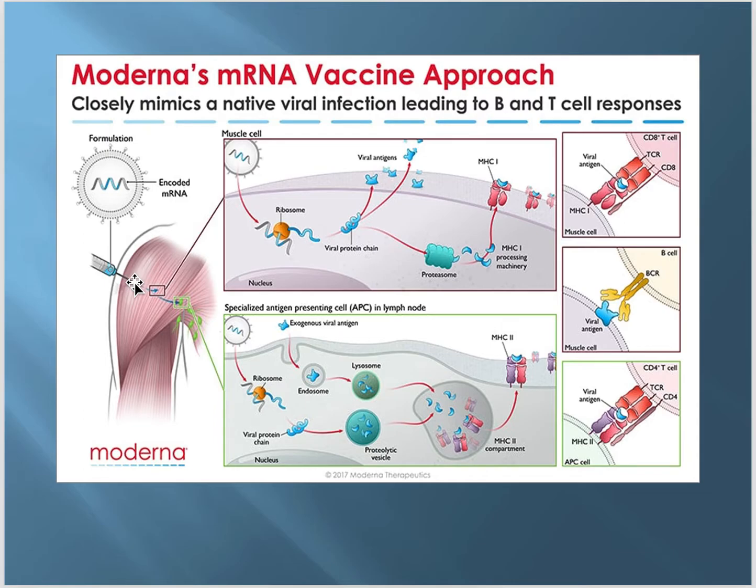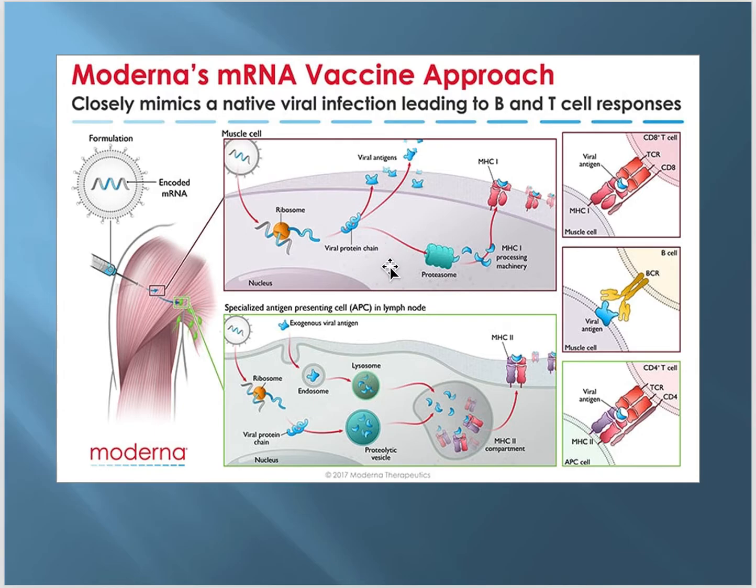Once this vaccine is in the muscle of the host, what happens? The muscle cells take this vaccine. That means the messenger RNA goes inside the muscle cell, and there is the ribosome. We know that ribosomes read messenger RNA and produce protein. In this case, the ribosome will read this viral messenger RNA and produce the viral protein.